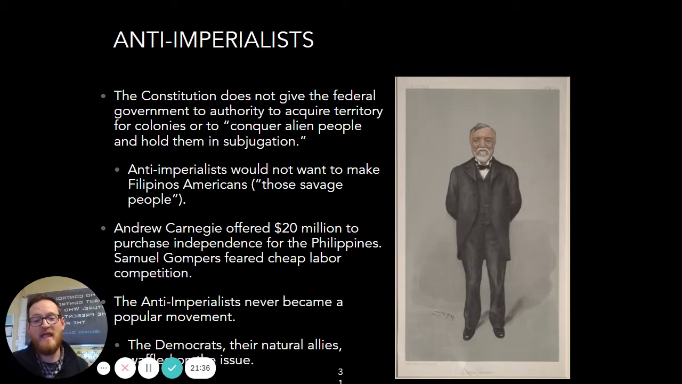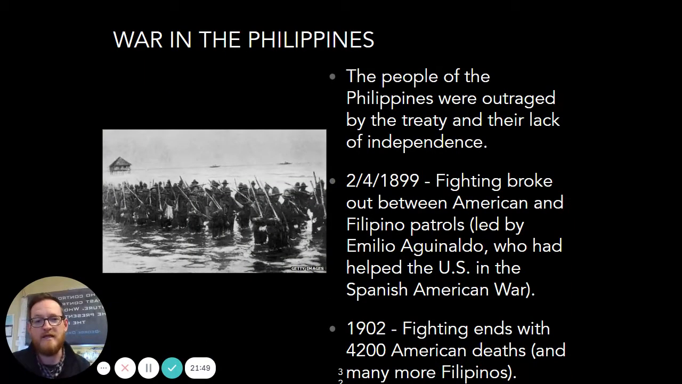Now, this movement never became very popular. The Democrats really waffled on this. You're going to see for the large part, even though Americans were kind of confused as to why we got the Philippines, there wasn't a massive uproar of, hey, we should give the Philippines their independence. Now, the people of the Philippines were outraged by the treaty, and they said, hey, we supported the U.S. in this because we felt like we were going to get our independence just like Cuba was.